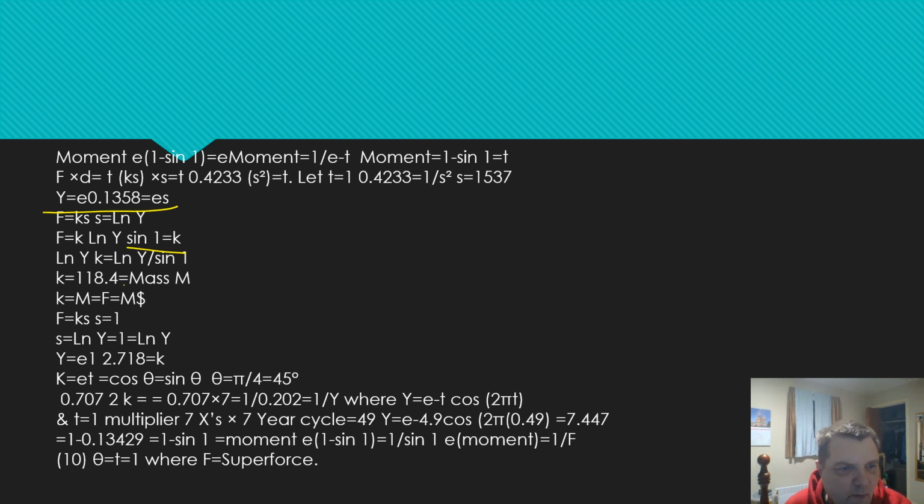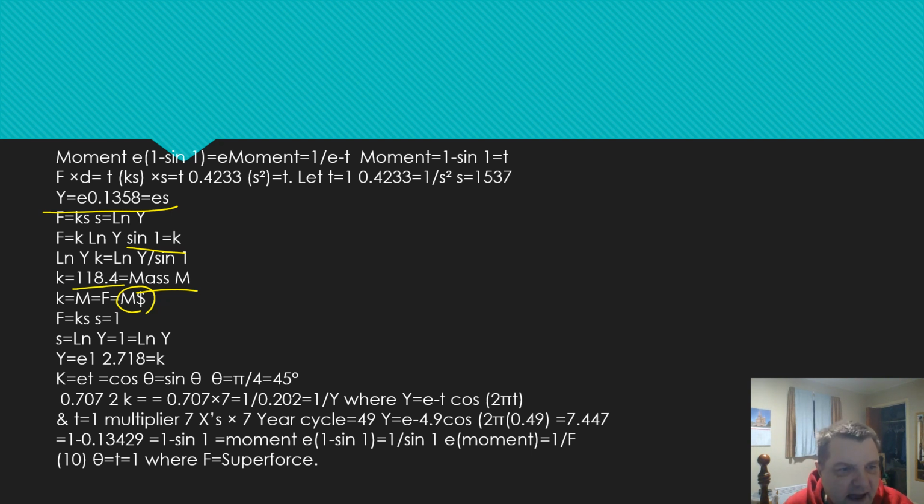K is equal to 118.4, and that is the mass of the periodic table. It's the most mass that the universe can sustain. It gives you the number of elements in the periodic table. And K is equal to M equals F equals M, we're calling it M dollar sign.